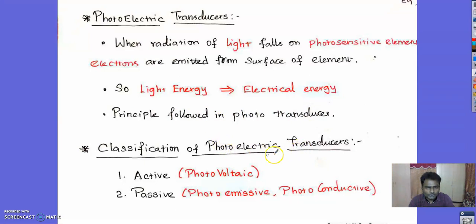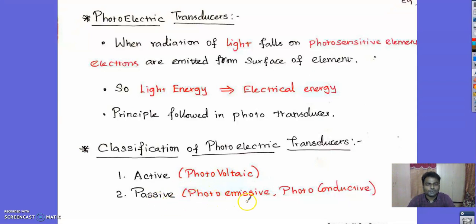Your phototransducer is classified into two types: active transducer and passive transducer. The example for an active transducer is the photovoltaic cell, which we use to convert light energy into electrical energy. This is in the field of electrical and electronics engineering. Photovoltaic cells are a main research area. Even in spacecraft, they use photovoltaic cells in order to get electrical energy for the rovers, etc.